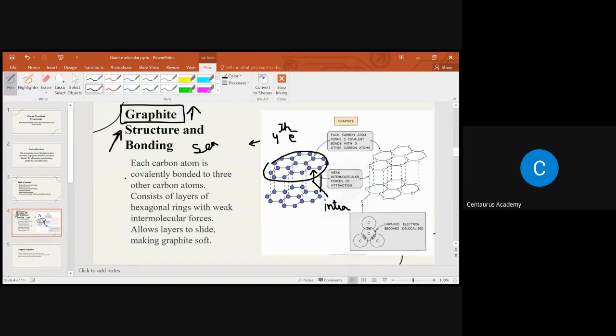Is this point clear so far? Yes, are we clear? Yes.